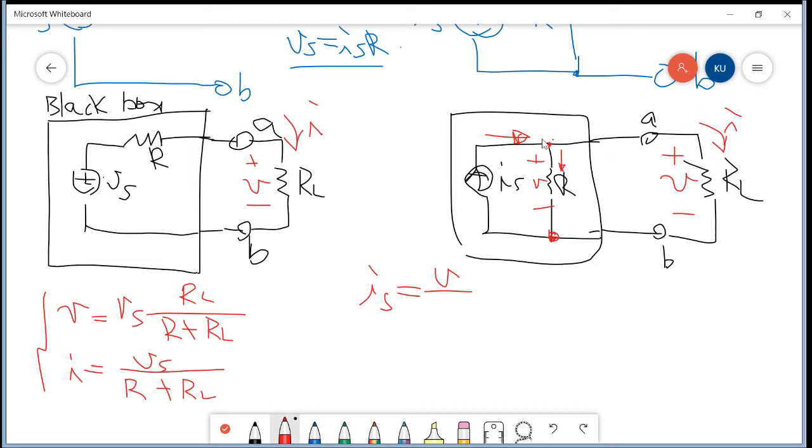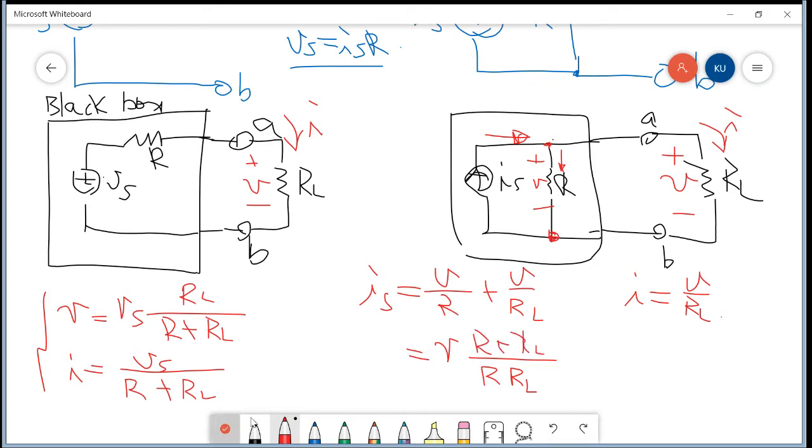Because this node and this node are actually the same, this is V, so the current going through R should be V over R. And the current going through RL should be V over RL. Actually I is equal to V over RL. For this case, we factor out V, so it would be RL over R plus RL.